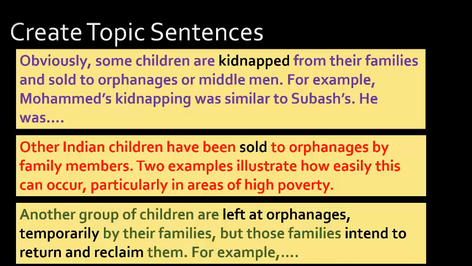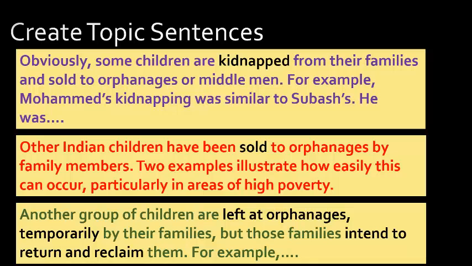So here are, for each of our examples, topic sentences that use those keywords and that transition into the example details. So, obviously, some children are kidnapped from their families and sold to orphanages or middlemen. For example, Muhammad's kidnapping was similar to Subhash's. He was, and then in the paragraph itself, we would explore that data.